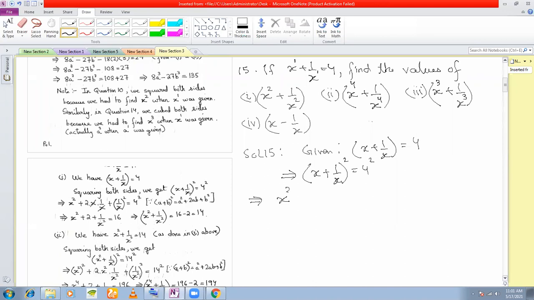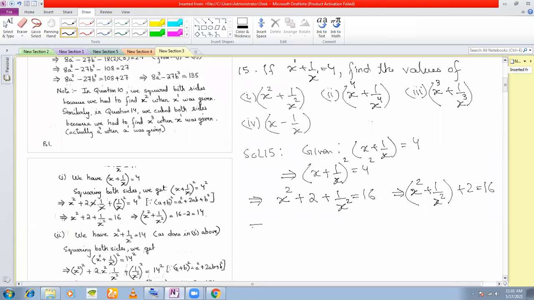You have (a plus 1 by a) whole square. From the (a plus 1 by a) whole square formula, you have x square plus 2 plus 1 by x square must be equal to 16. Now you take the x's together. x square plus 1 by x square plus 2 is equal to 16. That means x square plus 1 by x square is equal to 16 minus 2, which is equal to 14. And that is the value of x square plus 1 by x square. And the first part is over.